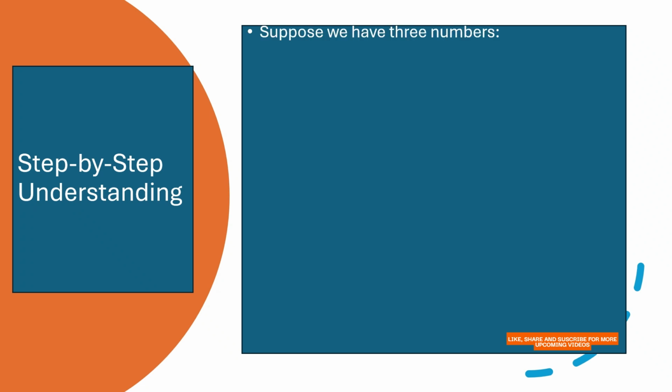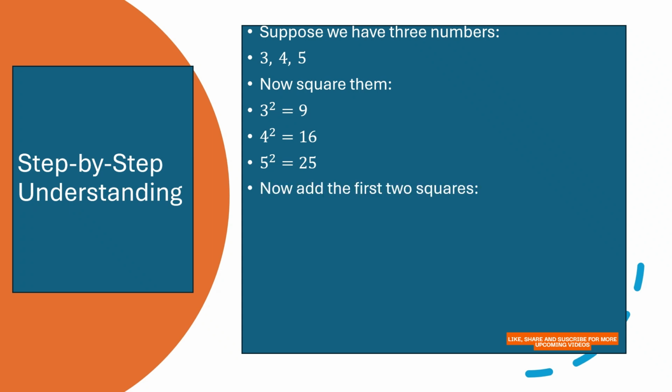Suppose we have three numbers, 3, 4 and 5. Now what will you do? Square them. So 3 square is what? 9. What is 4 square? 16. What is 5 square? 25. Now you add the first two squares, that is 9 plus 16. That will give you 25.